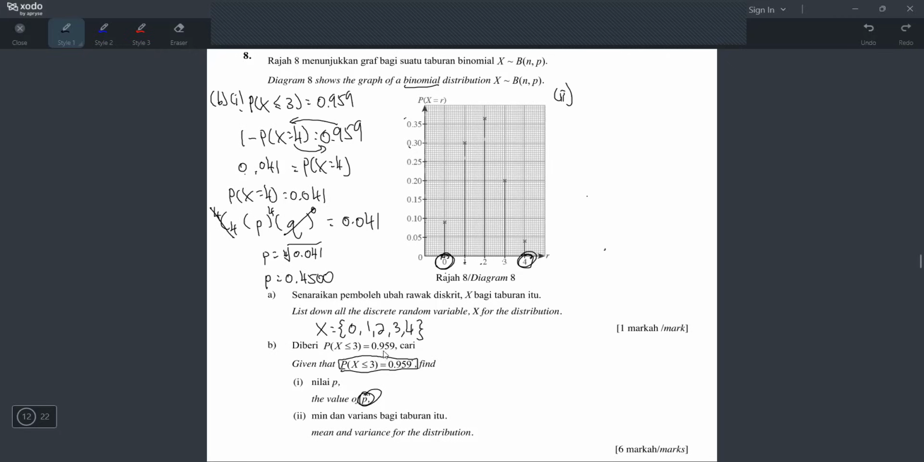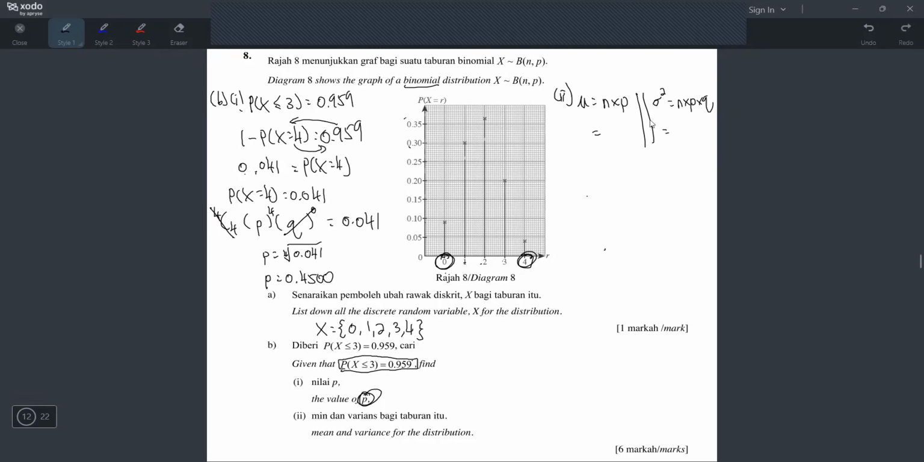They want to find the mean and variance. So the mean symbol is this, and the formula is n times p. And then what about variance? The variance symbol is like this. The formula is npq. Okay, so now we just do it.